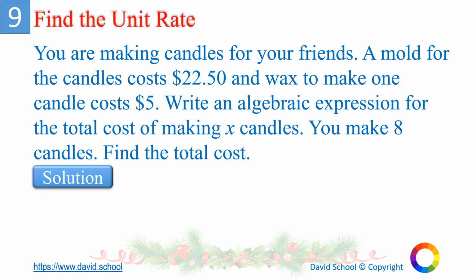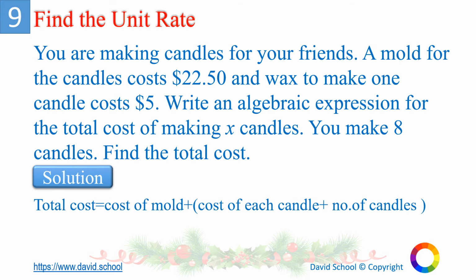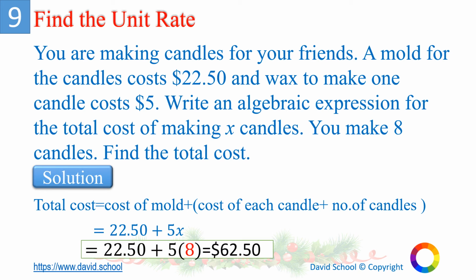We will write a verbal model. Total cost equals cost of mold plus cost of each candle times the number of candles. Cost of mold is $22.50 plus cost per candle is $5, and we don't know the number of candles. Let us say x, which gives an algebraic expression for total cost. Now it's given you make 8 candles. Substitute number of candles by 8, which gives $62.50.